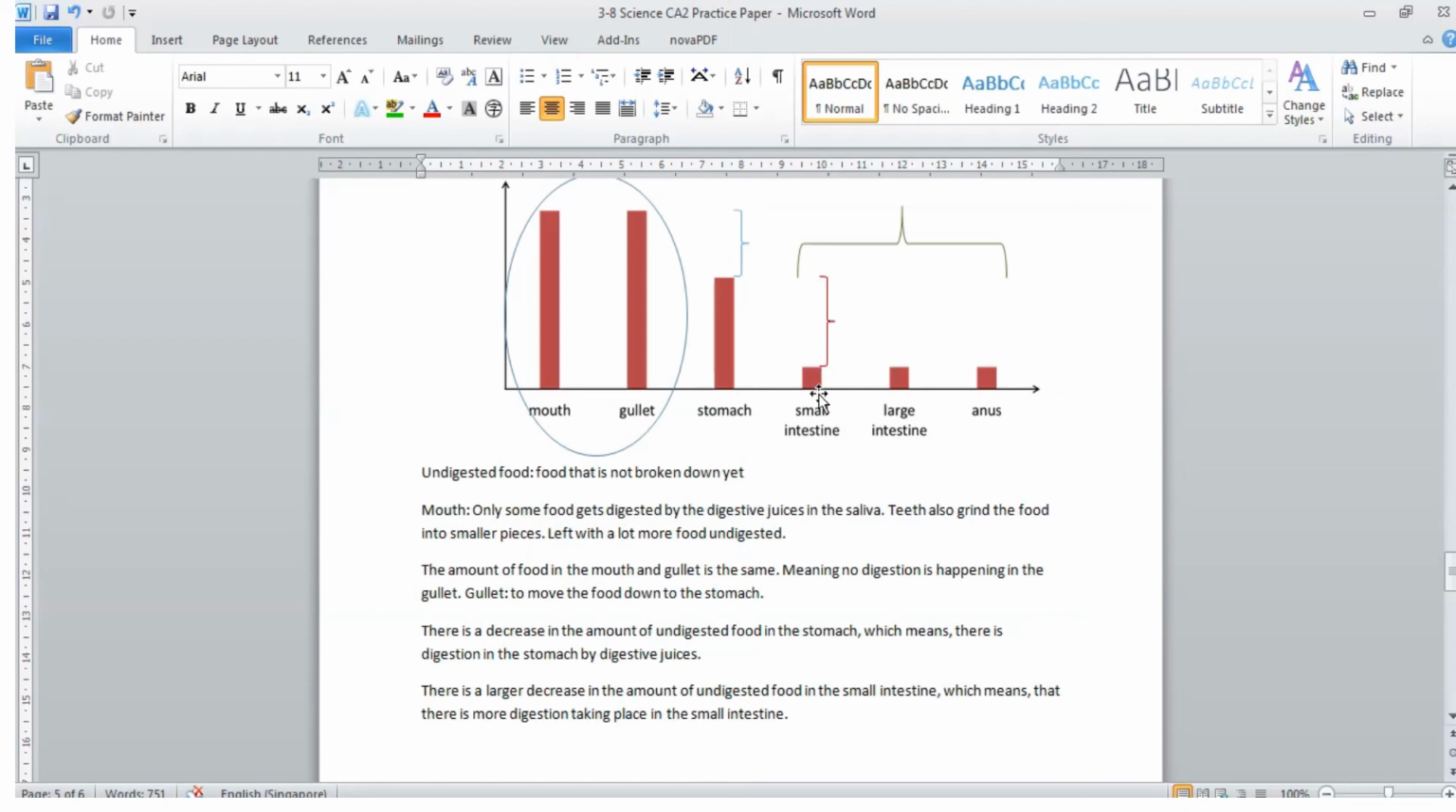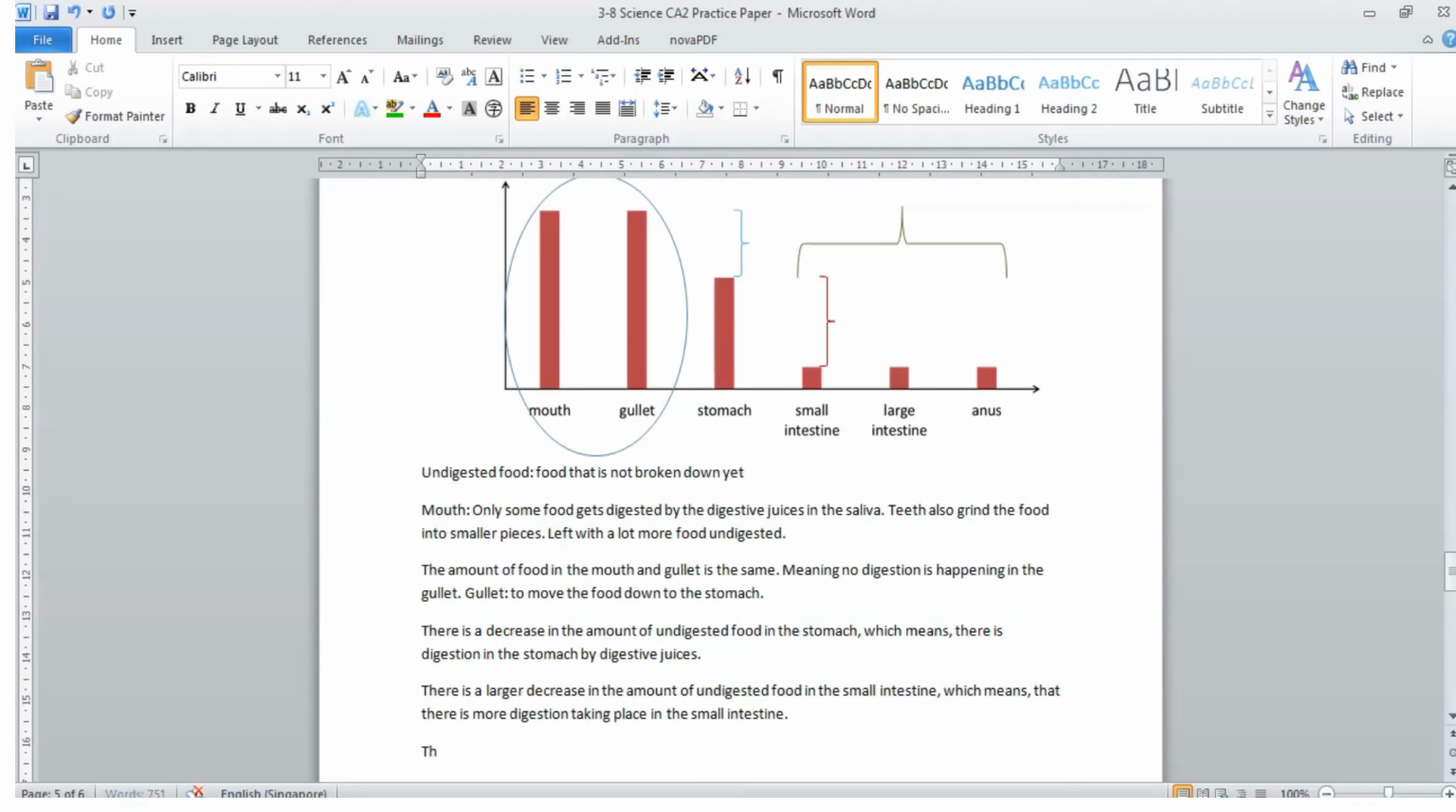That means after it comes out from the small intestine, it goes to the large intestine. Is there any digestion? No digestion. After it comes out from the large intestine, it goes to the anus. Is there any digestion? No digestion. So that's why it remains as undigested food. And where does all the undigested food go to? To the anus, and then it will be released out from your body. Understand? Okay, so let me write what I've actually said just now.